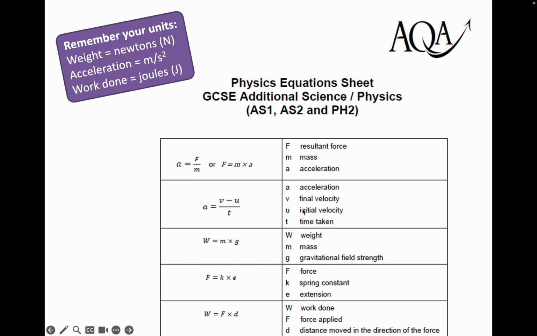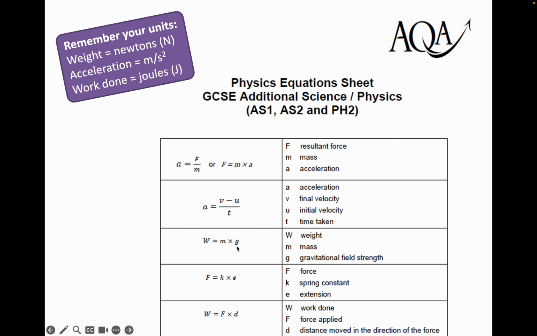You need to know, for example, that u means starting velocity and v means final velocity. W equals mg, m is mass, g is the gravitational field strength. For Edexcel they use 10. I can't remember what they use for AQA. So it's the conversion of mass on Earth to weight in newtons. So weight is in newtons, mass is in kilograms. You need to know the units for each of these terms. So for example, up here, newtons is capital N, acceleration is meters per second squared.